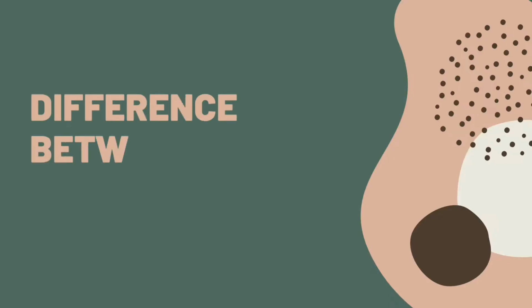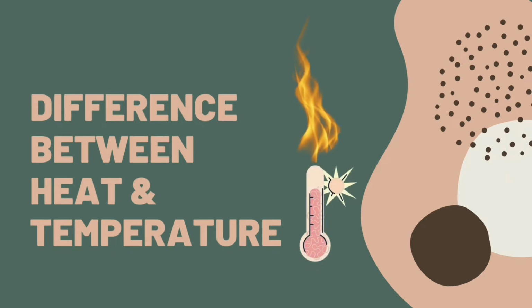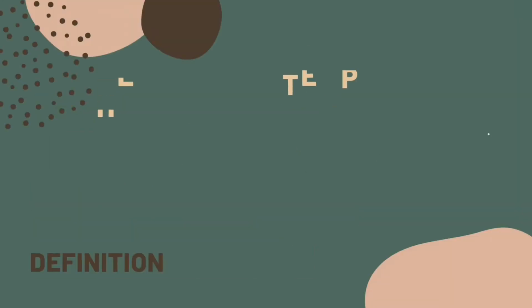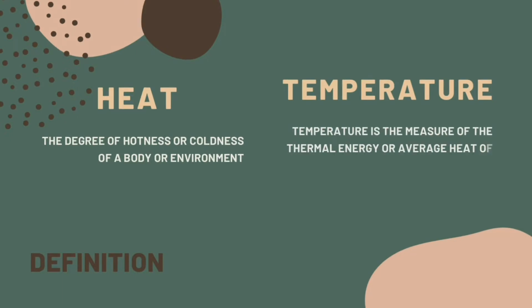So today I'm going to explain the difference between heat and temperature. The first thing to know is the definition. The definition of heat is the degree of hotness or coldness of a body or environment. The definition of temperature is the measure of the thermal energy or average heat of molecules in a substance.